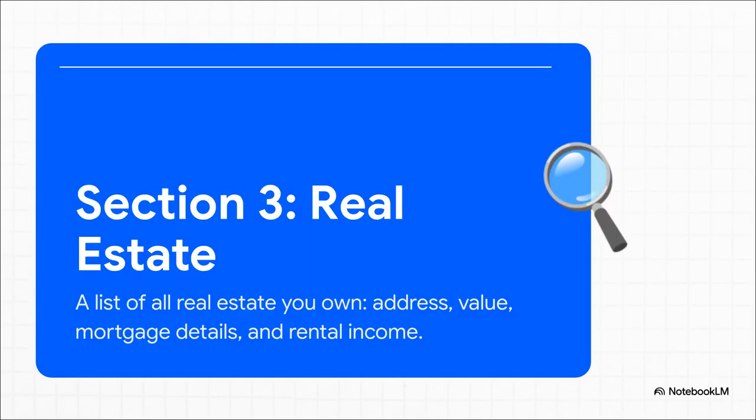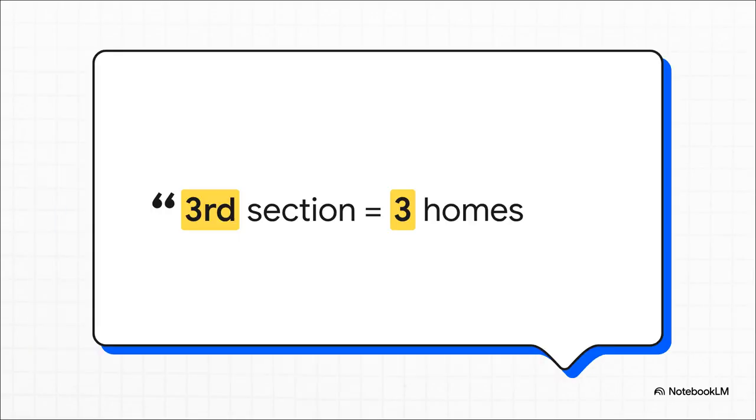Moving right along to Section 3. This one's about any other real estate you might own. So if you've got a rental property, a vacation home, anything like that, this is where you list it. You'll include its value and any mortgage you still owe on it. It just helps round out your total financial picture for the lender. And here's a goofy little trick to remember it. Third section equals 3 homes. Hey, even if you don't own any other property, it's a quick way to remember that this section is all about your real estate portfolio.